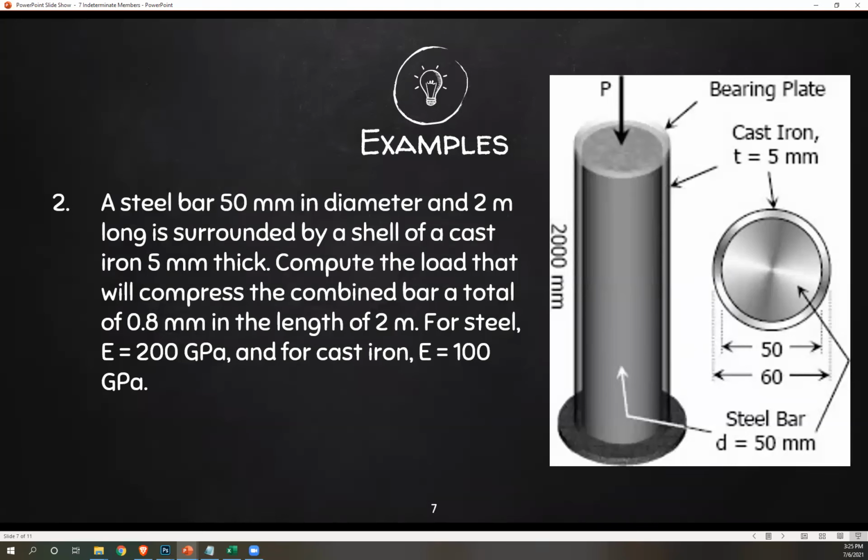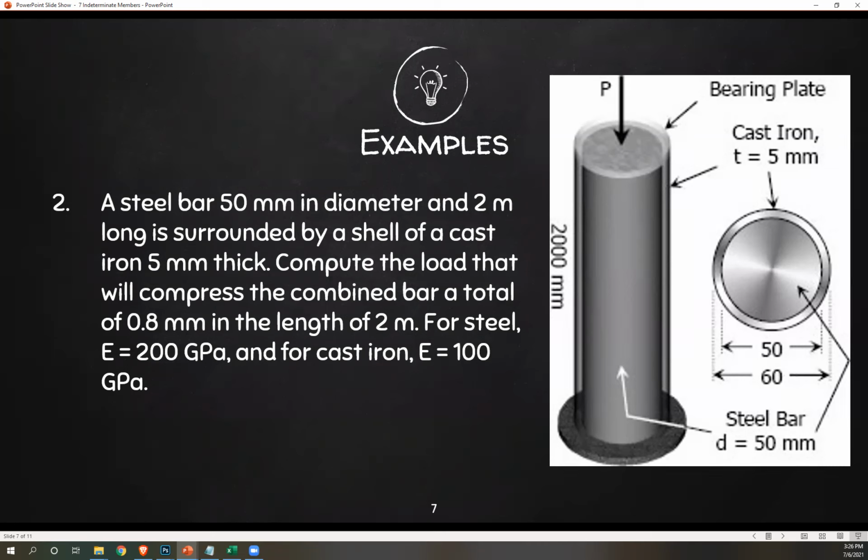So prepare your calculators. A steel bar 50 millimeters in diameter and 2 meters long is surrounded by a shell of a cast iron 5 millimeters thick. Compute the load that will compress the combined bar to a total of 0.8 millimeters in the length of 2 meters. For steel, E is 200 GPa. For cast iron, E is 100 GPa.